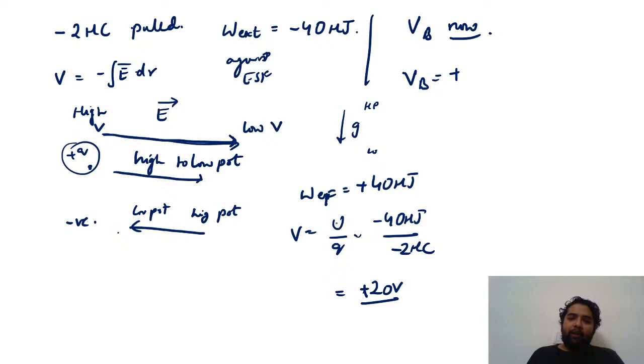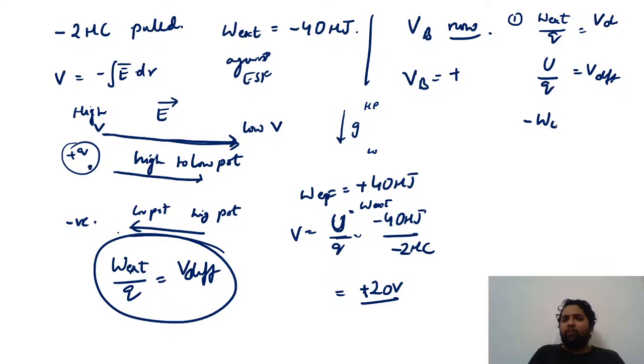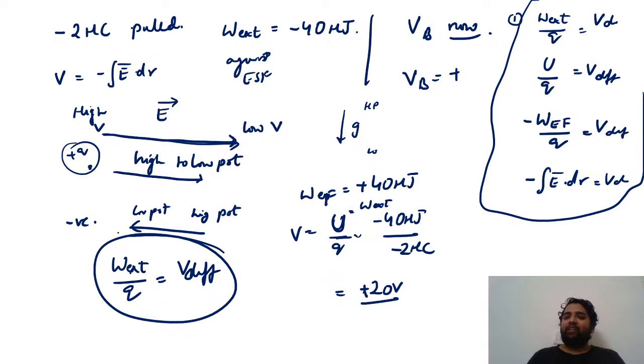Getting it? So the potential energy change is minus 40, which is nothing but the work done by the external agent, divided by the charge, which is minus 2. So you can remember this simple formula: work done by the external agent by Q is the potential difference. Clear? And we can also remember another thing: it is only delta U by Q. You can also write it as negative of work done by the electric field by Q. We can also write it as minus integration of E dot dr. So you can remember it in multiple ways, and everything will lead to the same answer. Okay, so that is about it.